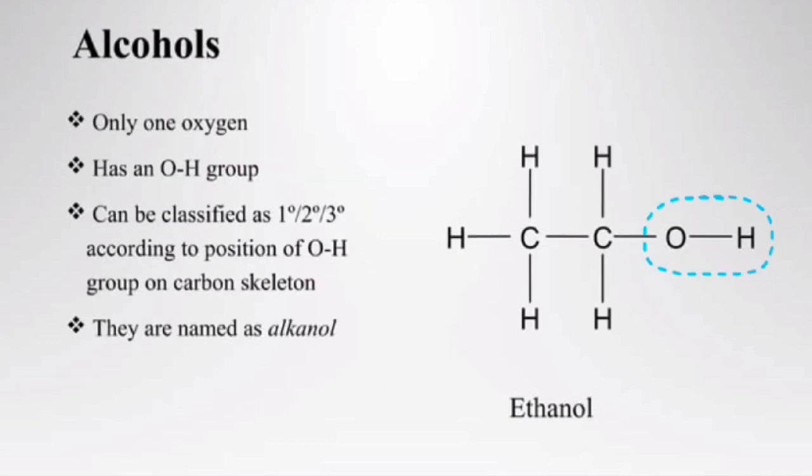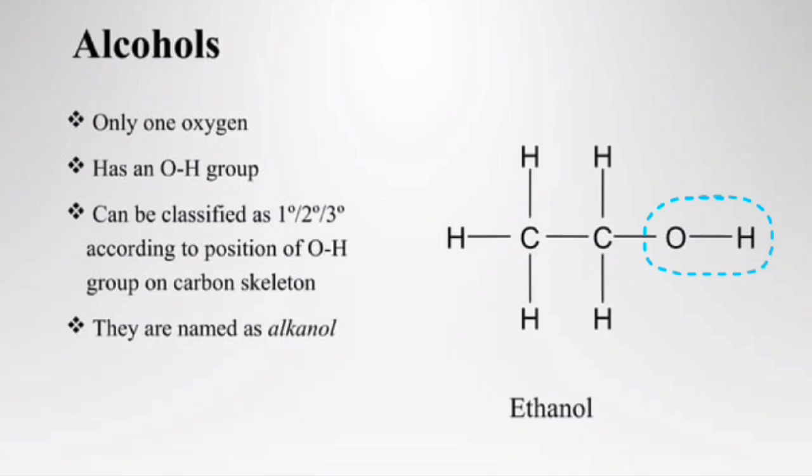The next functional group is alcohol. Here you can clearly see that one of the hydrogens is being replaced with an OH group. So if you find an OH group in the structure, it clearly indicates that it is an alcohol. The suffix that is used for alcohol is "ol." Now look at the example given.